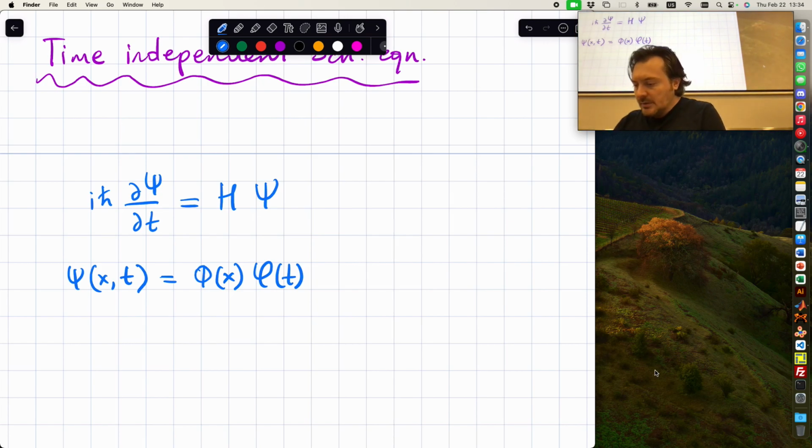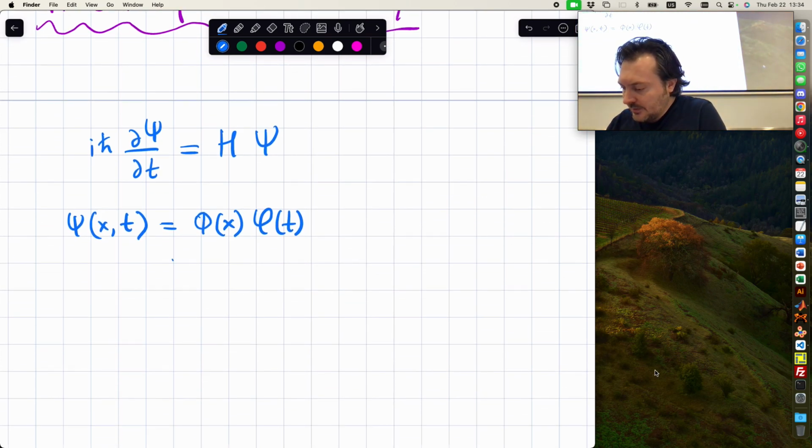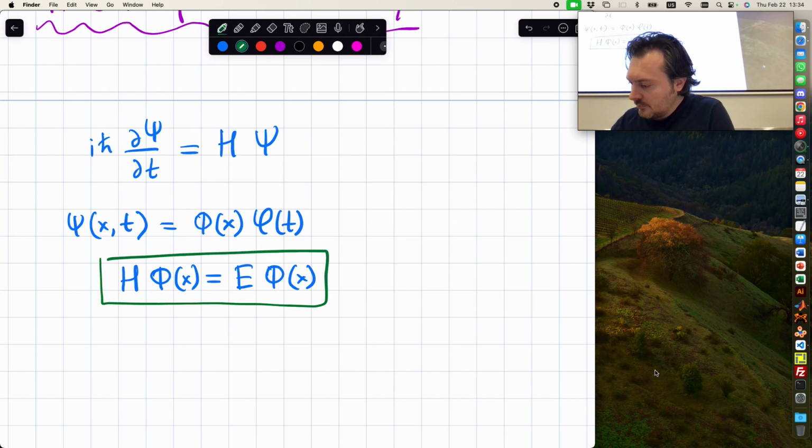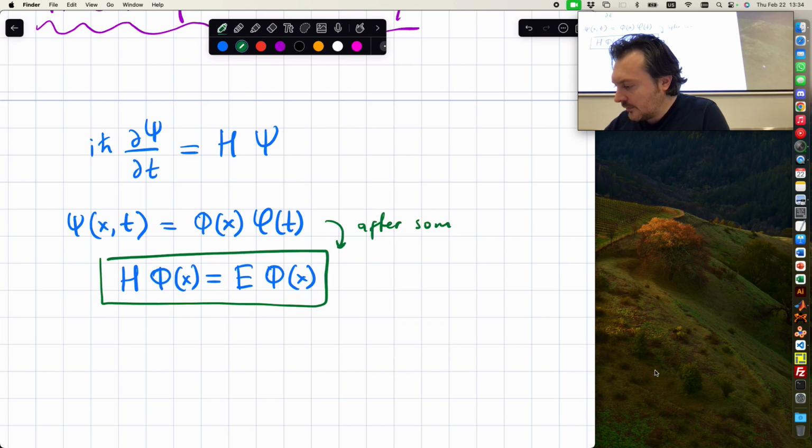Okay? And when you do that, after some algebra, which you have done a million times, I don't want to bore you, you will arrive at this. Okay, this is the time-independent Schrödinger equation, after some math.